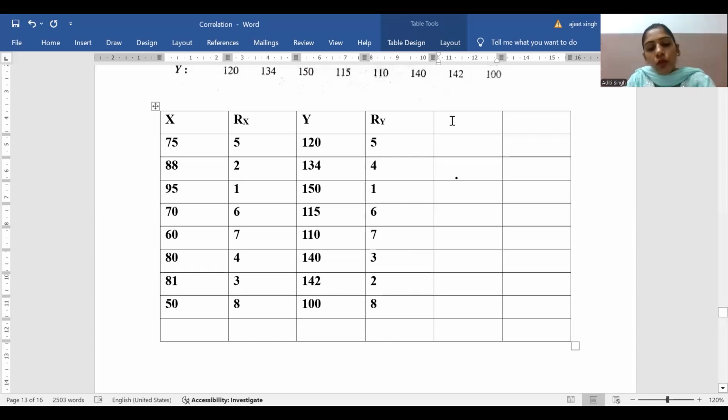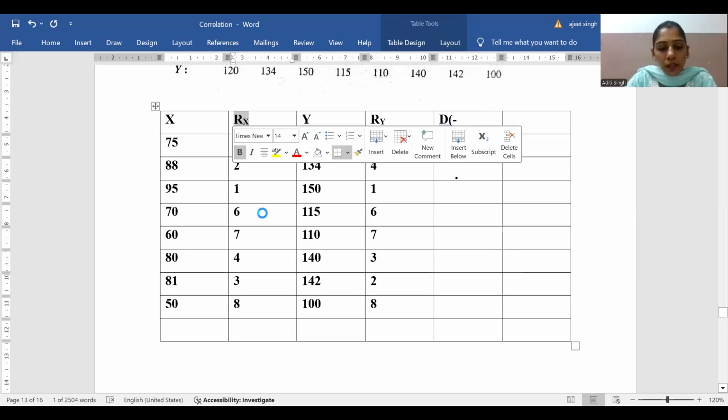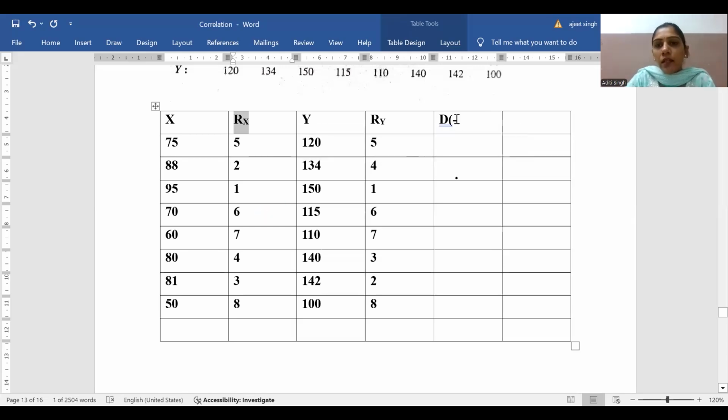Now what we have to do? We have to calculate the value of D. So how do we calculate the value of D? Rx minus Ry, meaning rank 1 minus rank 2. Okay. This is how we will calculate the value of D.